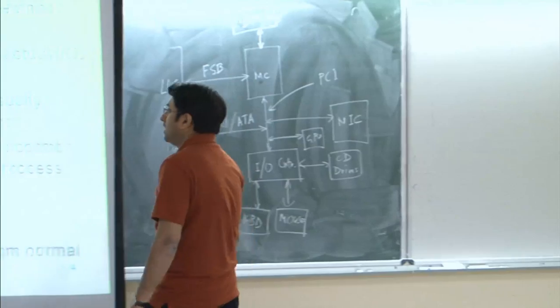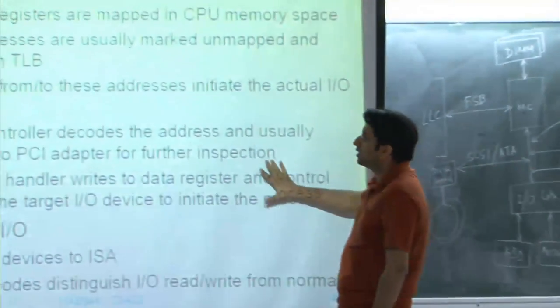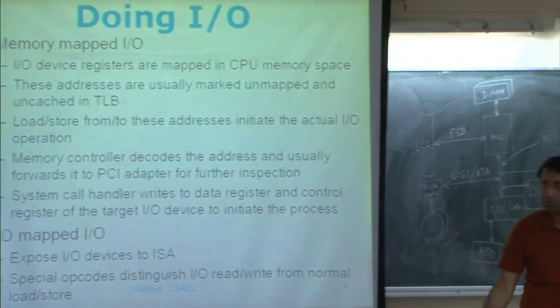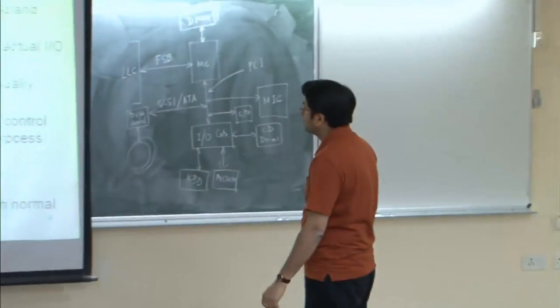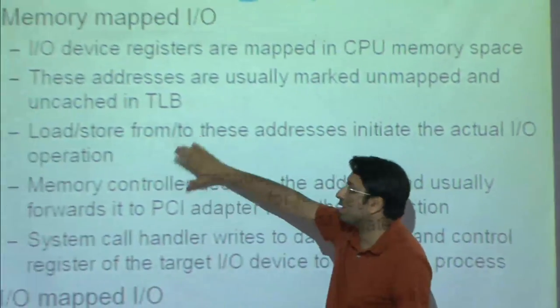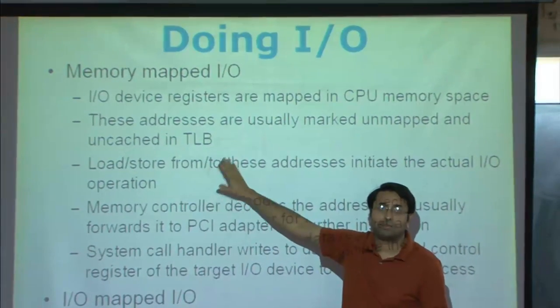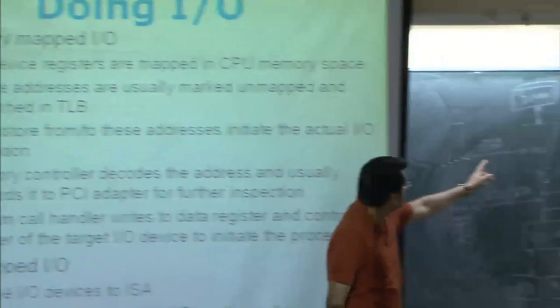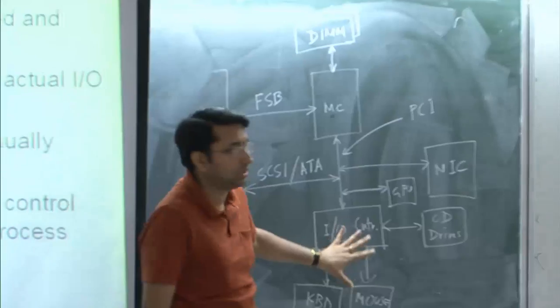Is this clear? This is fairly simple. It doesn't require much change in the processor. They look like load store operations. The only thing is that when these load store operations look up the data TLB for the first time, they will know that these are uncached addresses and unmapped addresses. That will allow them to bypass the cache and go directly on the bus, and the rest of the things will be handled by the memory controller and IO controller.